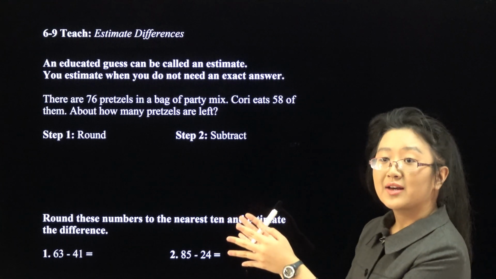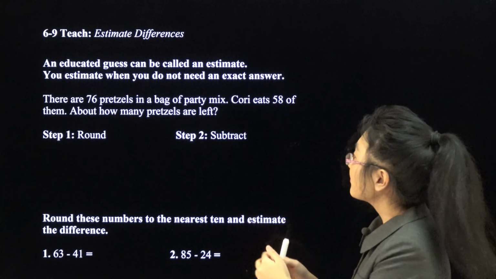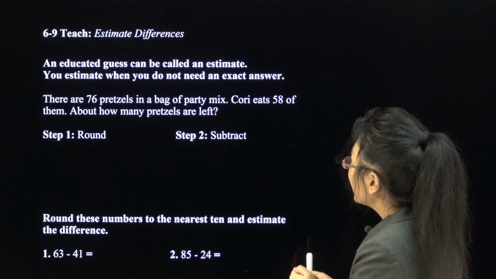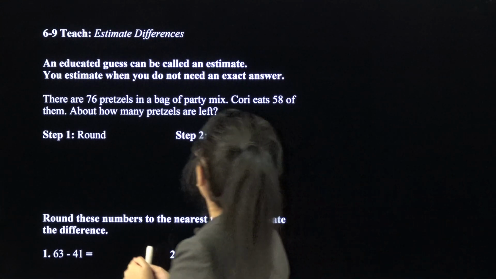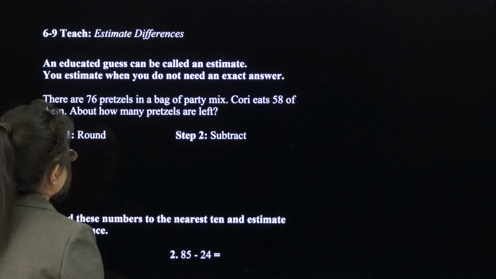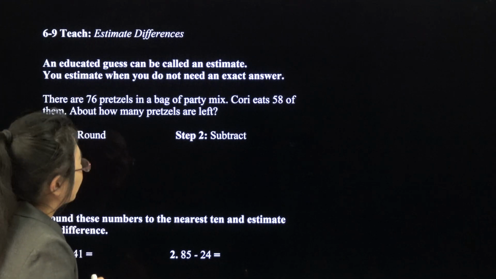Which means that you didn't make a horribly wrong mistake. There are 76 pretzels in a bag of party mix. Corey eats 58 of them. How many pretzels are left?